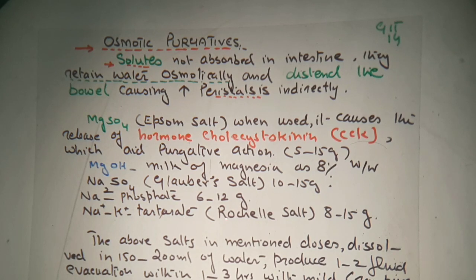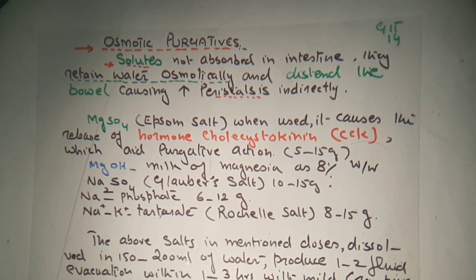Sodium potassium tartrate, these salts are used as purgatives under the heading of osmotic purgatives, that is they cause the disturbance in the osmolarity. So in this way they act as a purgative. They increase the absorption of the salt, water and salts.